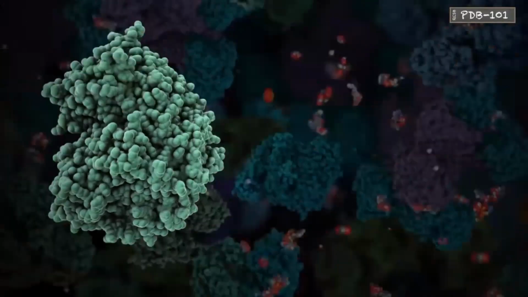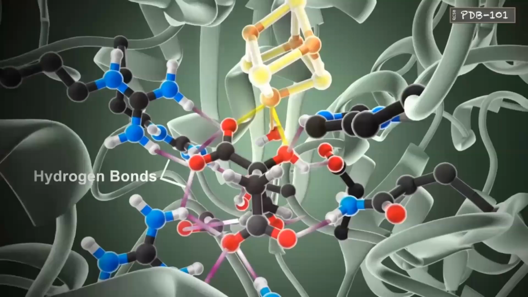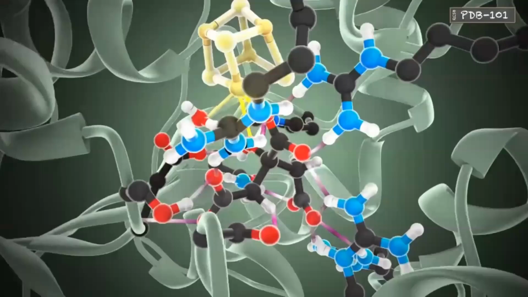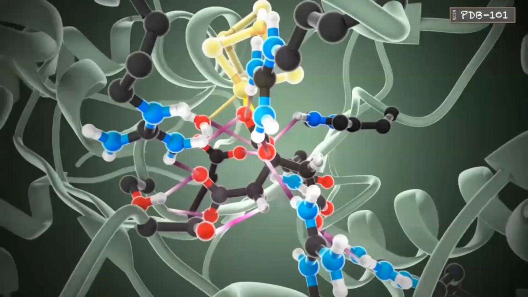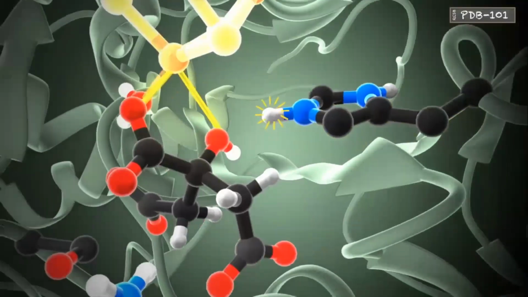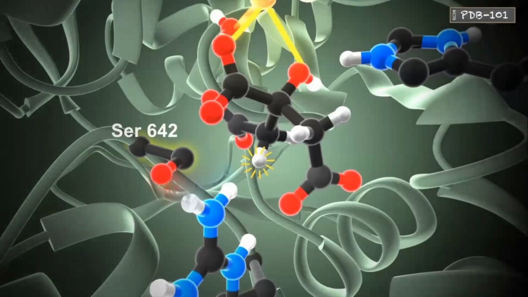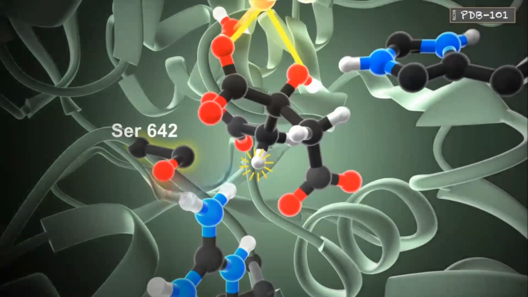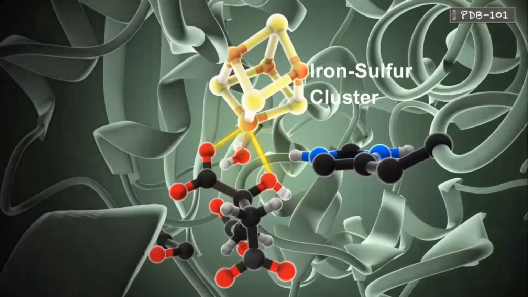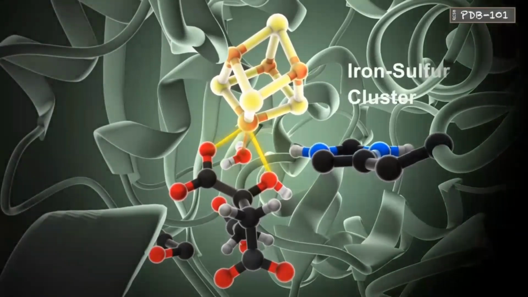In the active site, some amino acids are perfectly positioned to recognize the substrate and hold it in the optimal position for the reaction to begin. Some amino acids are involved in recognizing and holding the substrate. Other amino acids are directly involved in catalysis. Histidine 101 acts as an acid by donating its proton. Thanks to the chemical environment of serine 642, it can act as a base by accepting the proton from the substrate. The active site of aconitase also contains an iron sulfur cluster that stabilizes the substrate electrostatically and helps to position it relative to the catalytic residues.